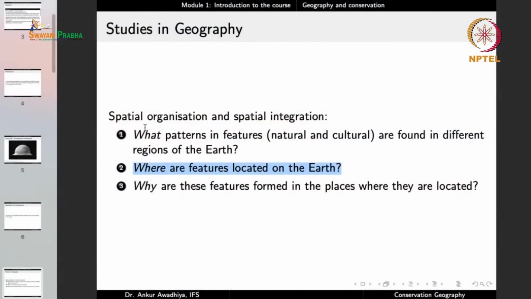Now, if you only look at these patterns, then the next question is, okay, we have Himalayas, which are mountains. What are the other locations on earth where you have such mountains? Or if you look at plains, the next question will be, where are the other locations where we have plains on this planet? So the first thing was, what patterns are found in different regions? And once you have found out a pattern, where are features located on the earth? What are the other locations where you find such similar features? And once you have found out both of these, the next question is why? Why are these features formed in the places where they are located?